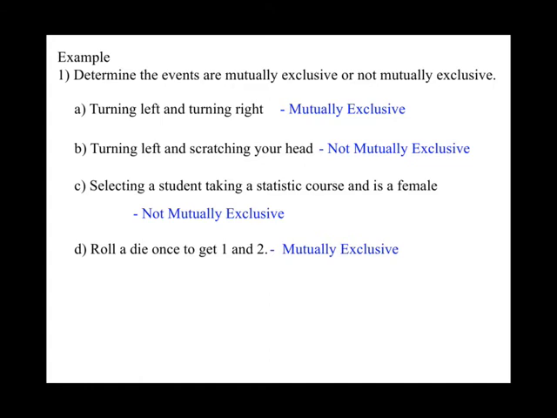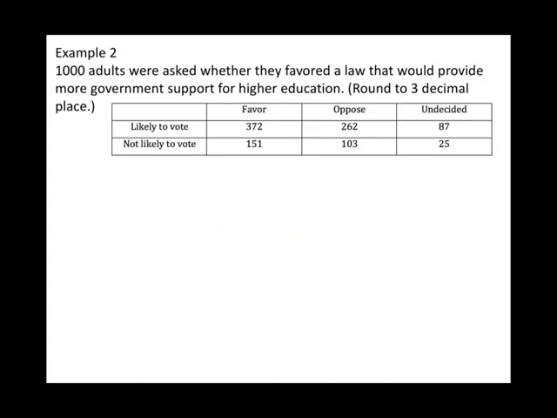Okay, now you know the meaning of mutually exclusive and not mutually exclusive. Let's apply it to the probability questions. "1,000 adults were asked whether they favor a law that would provide more government support for higher education." Round to 3 decimal places.